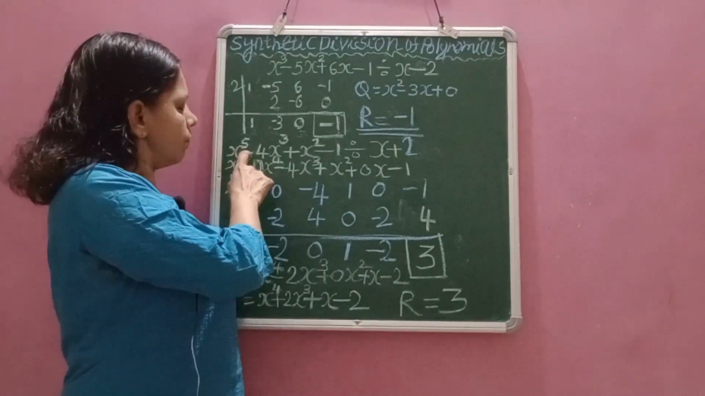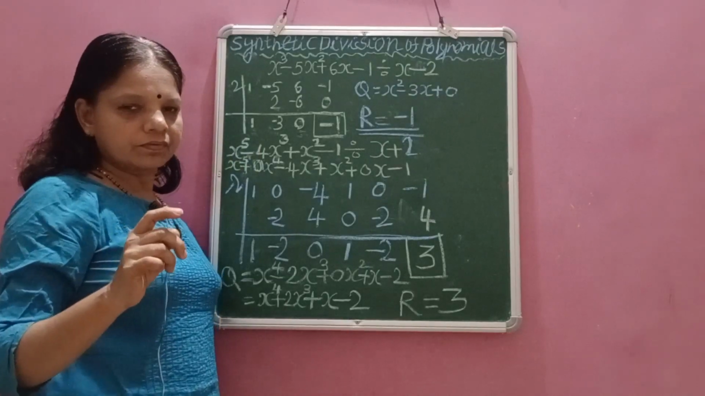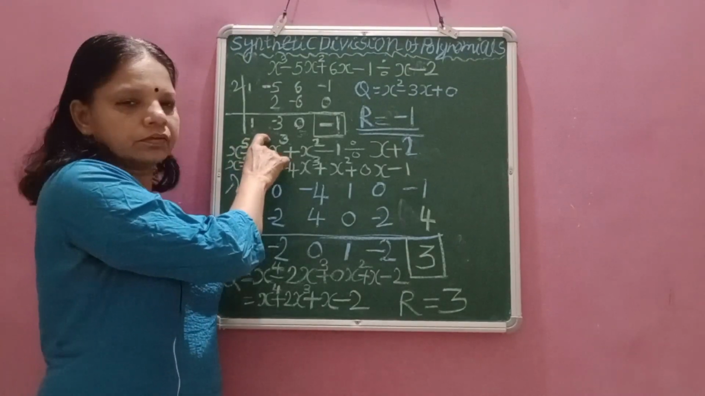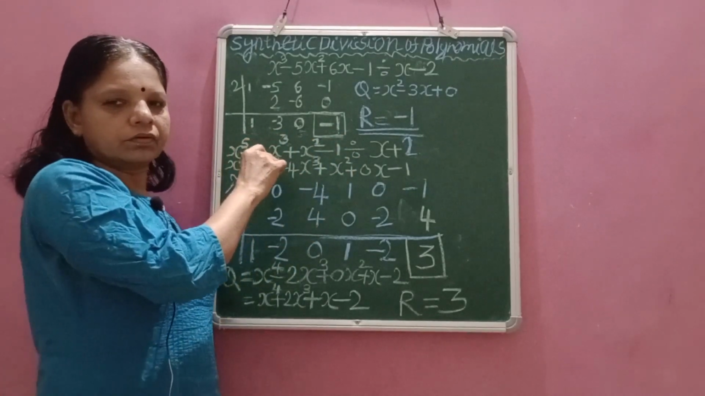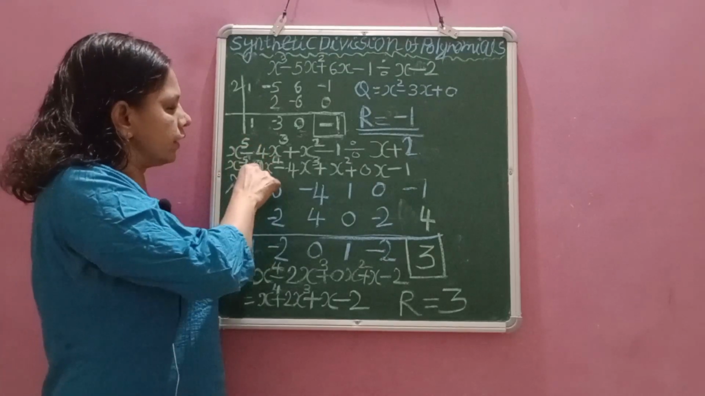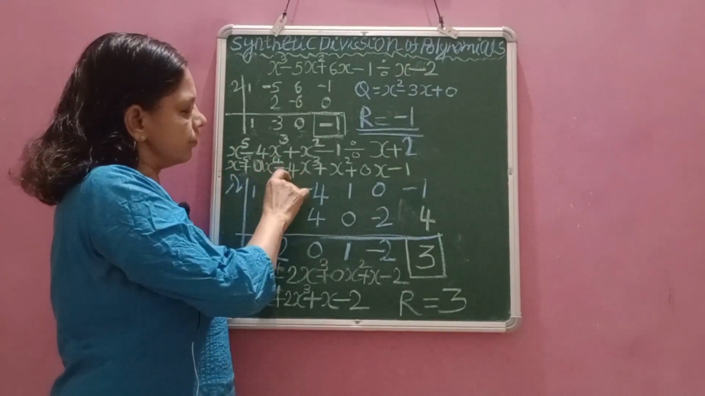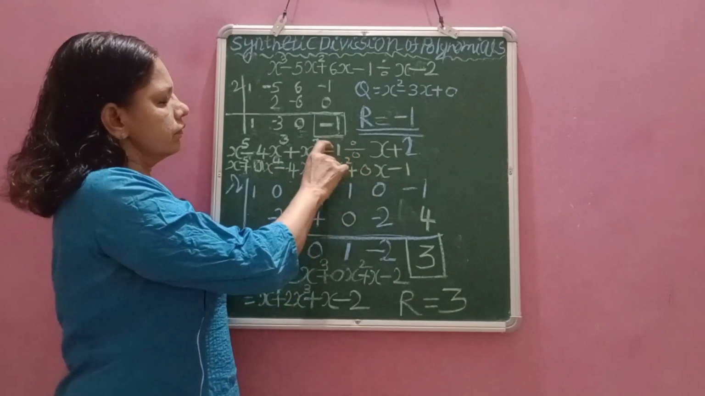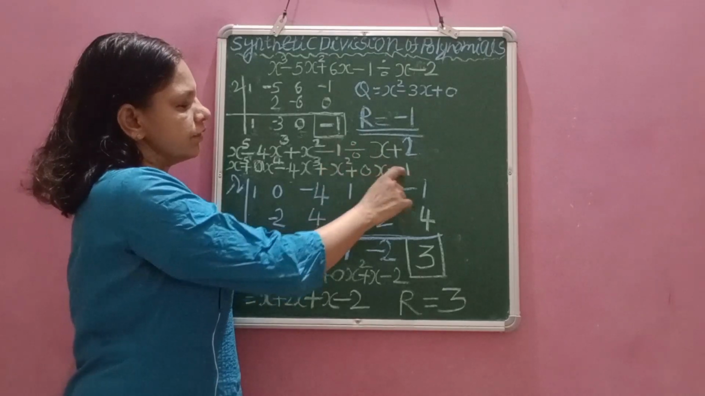X raised to 5 minus 4x cube plus x square minus 1. What is the first step? You have to see whether all the indices are there or not. 5, then 4 is not there, 3 is there, 2 is there, 0 is there. So what you have to add? X raised to 4 with coefficient 0. Otherwise value will change. So rearrange this dividend as x raised to 5, plus 0 x raised to 4, minus 4x cube plus x square, plus again x raised to 1 is not there. So plus 0x and this minus 1 x raised to 0.